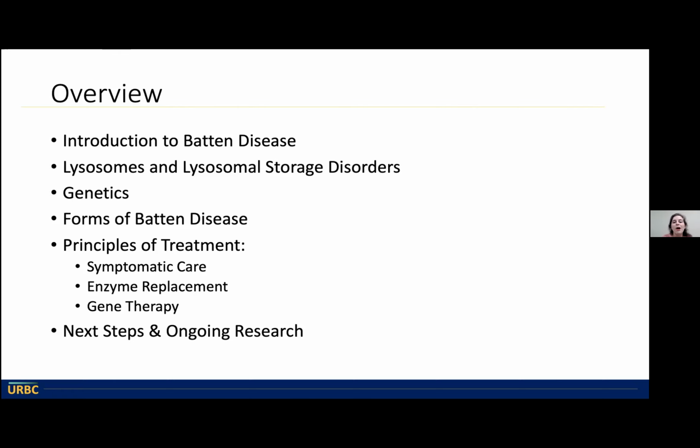Once we've covered a broad overview of Batten disease as a group of disorders, we'll discuss several different types of treatment that are possible for the different forms of Batten disease. We'll talk about symptomatic care, enzyme replacement therapy, and gene therapy. Finally, we'll wrap up by discussing some of the therapies that are currently being developed and researched.